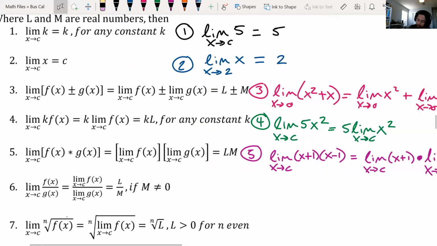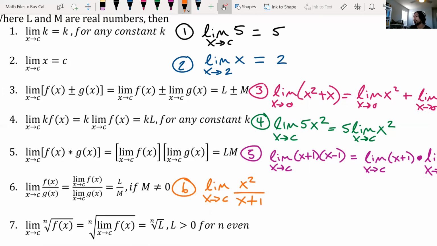Number 6 is like 3 and like 5. So 6 says I can now apply the limit to a fraction. I can apply the limit to a numerator and a denominator separately. So this says the limit as x approaches c of f of x over g of x will equal the limit of f of x over the limit of g of x. So this just puts the limit on the numerator and denominator. Again, let's say I did the limit as x approaches c of x squared over x plus 1. There's my fraction. All I have to do is rewrite it as the limit as x approaches c of x squared over the limit as x approaches c of x plus 1. That's it. You can apply that limit to the numerator and to the denominator.